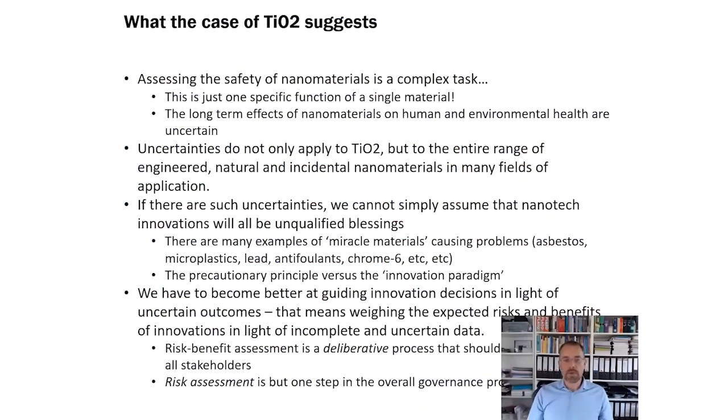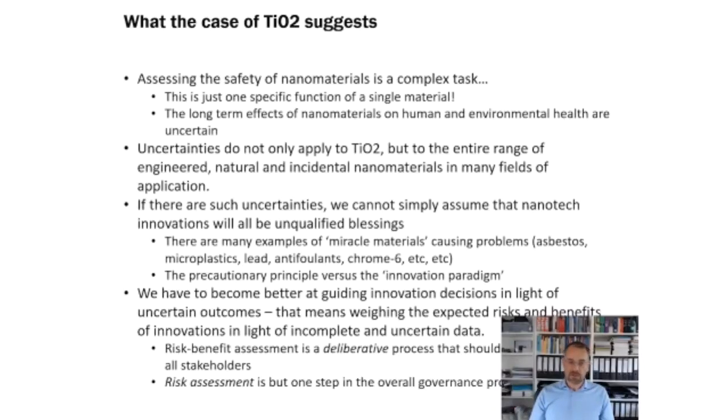In summary, what the case of titanium dioxide suggests is that, first of all, safety assessment of nanomaterials is an incredibly complex task. And please note that this is just one specific function of a single material. The debate among risk assessors underlines that there are still many uncertainties around the long-term effects of the material on human and environmental health. And these uncertainties do not just apply to titanium dioxide, but to the range of engineered, natural and incidental nanomaterials in many fields of application, from food to consumer products and from paints to textiles.